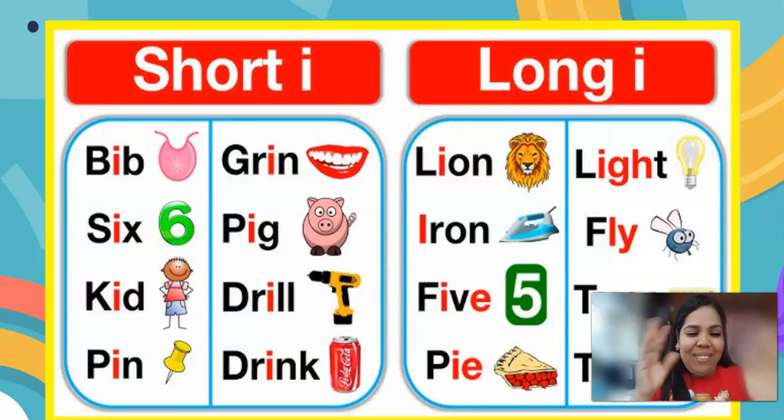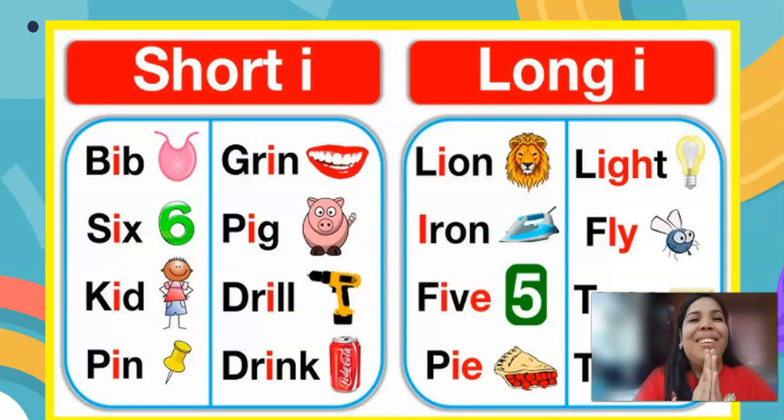Now let's do it all together. 1, 2, 3. Lion, iron, five, pie, light, fly, type, time. And remember that in these words we have the silent E. So we're not going to pronounce that one.